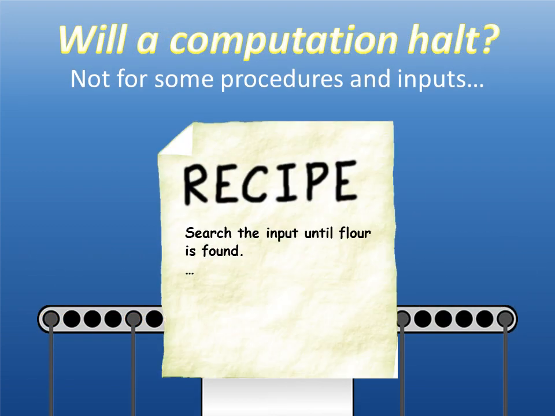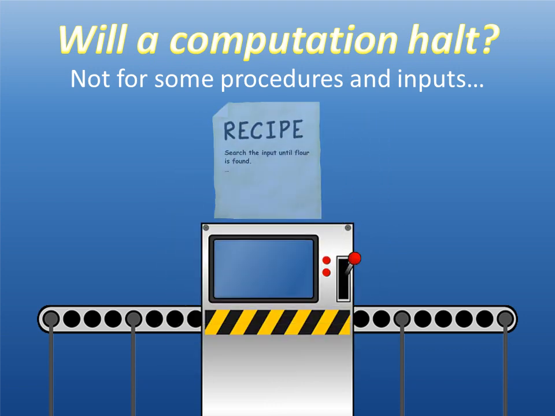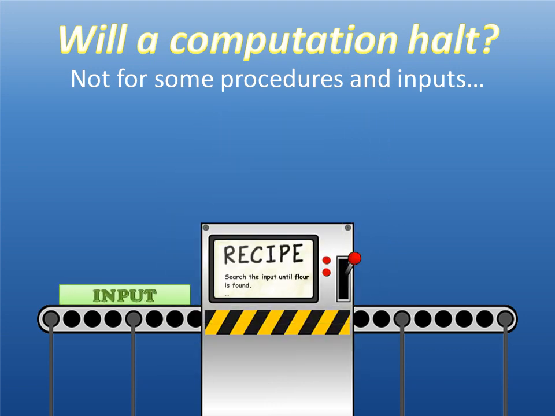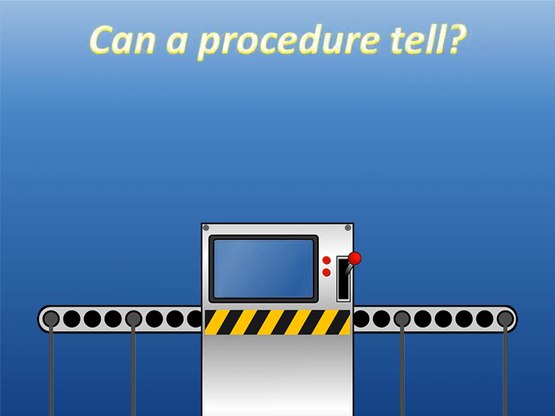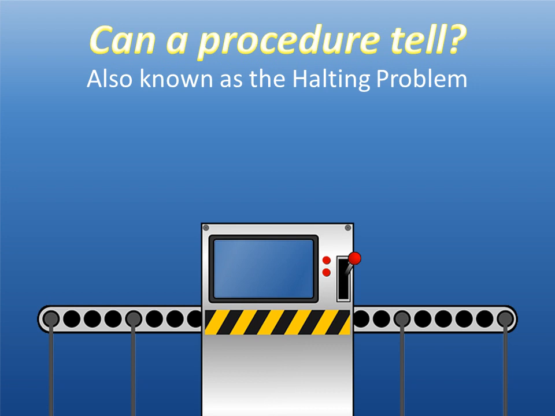Repetition is essential for many useful computations, but because of that, a computation may not always halt. In this particular case, we can tell that the machine will search for flour forever. But is there a systematic way to figure out? If so, that would be a procedure.